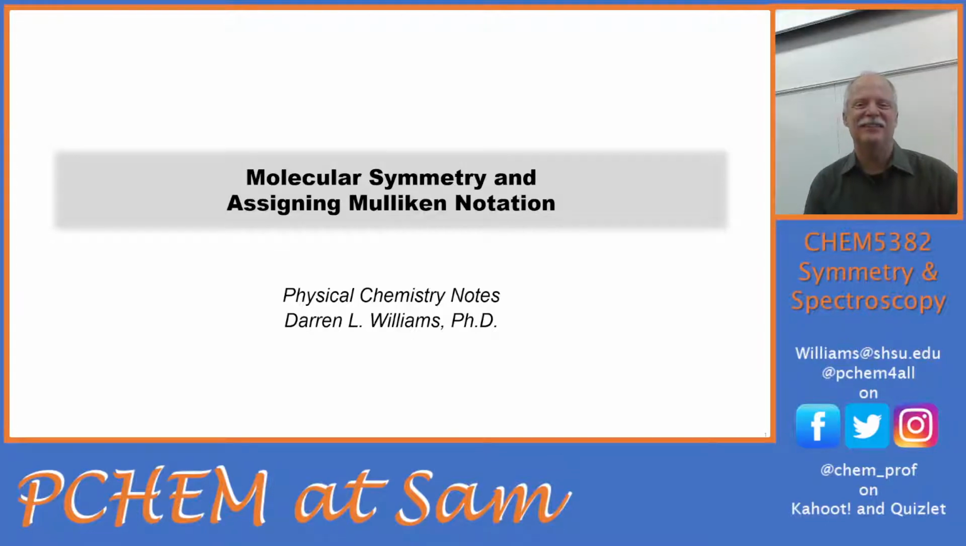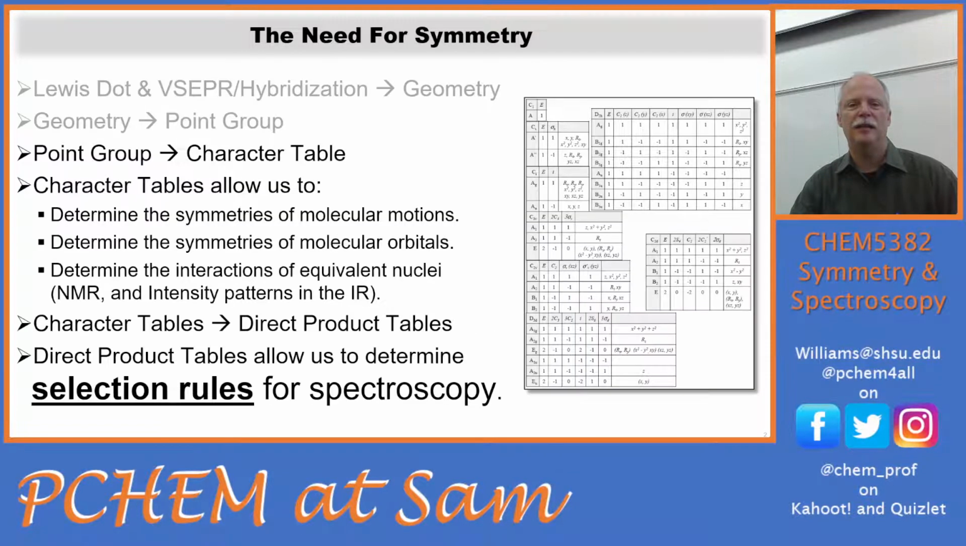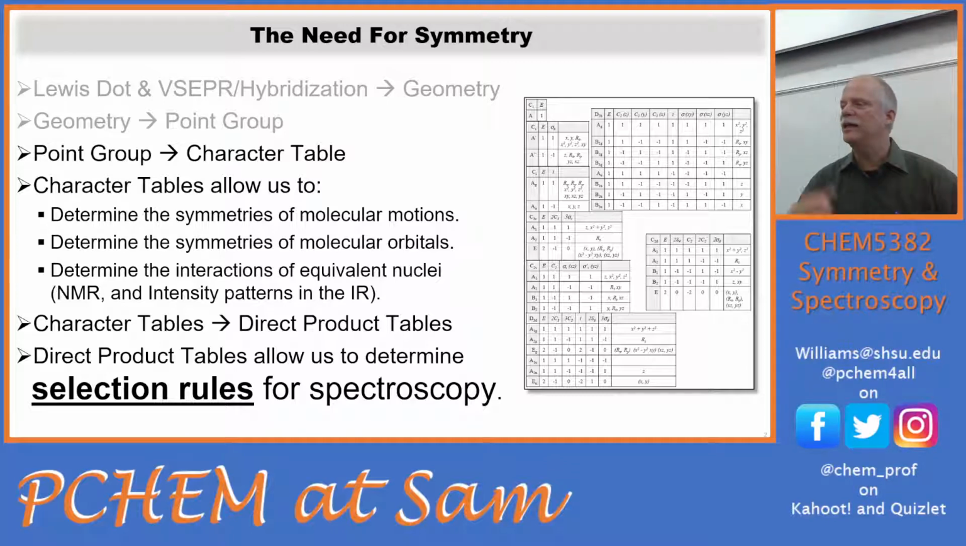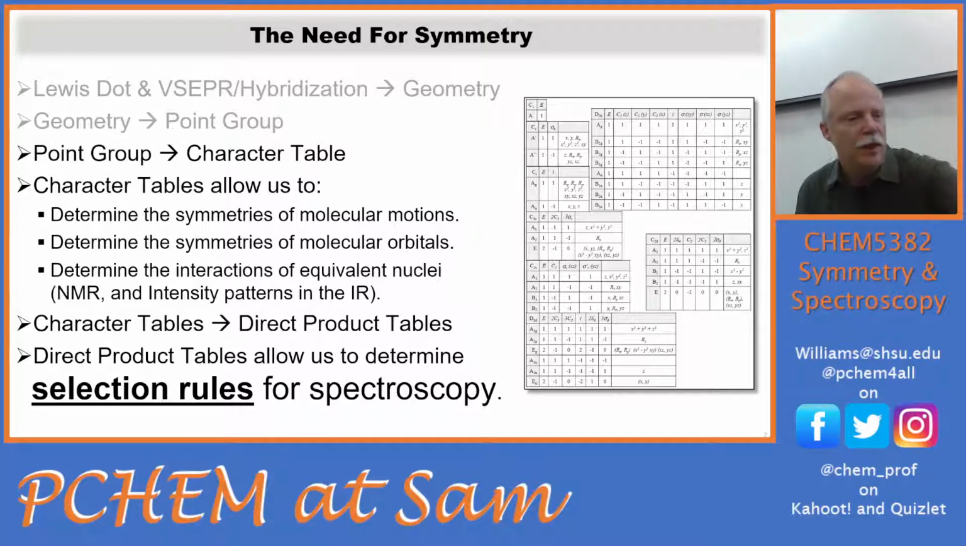So obviously we're talking about molecular symmetry, and we talked about the point groups, right? Finding the point groups and finding the character tables and so on. And today we're going to be discussing the character table in general, like what the rows mean.